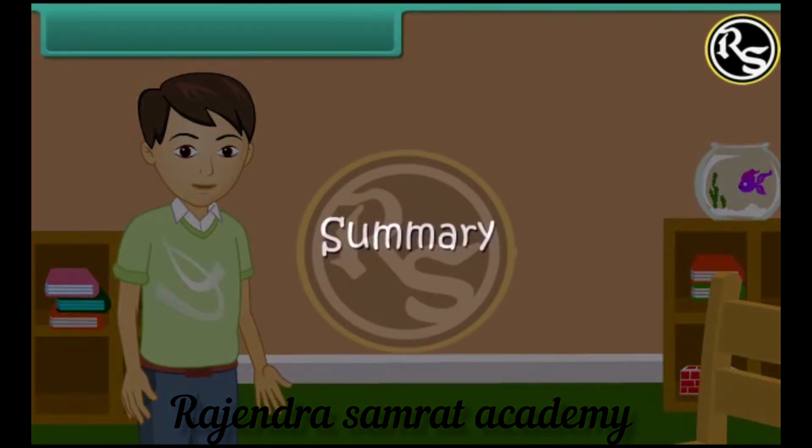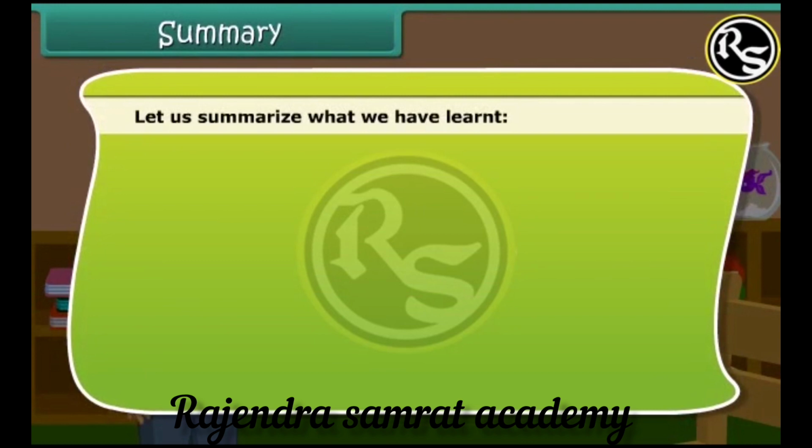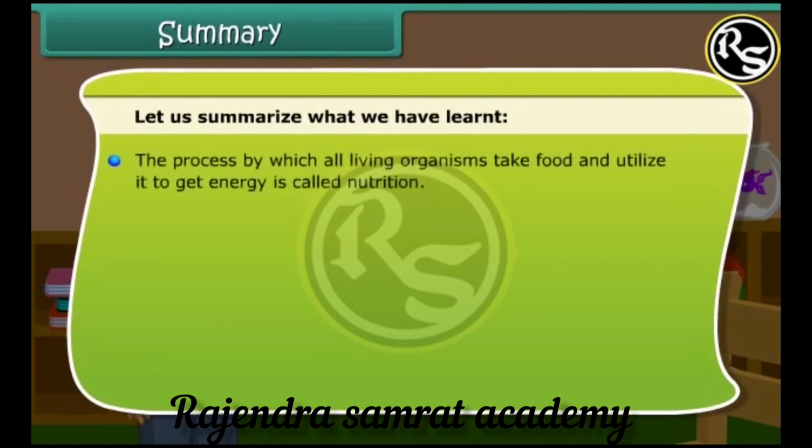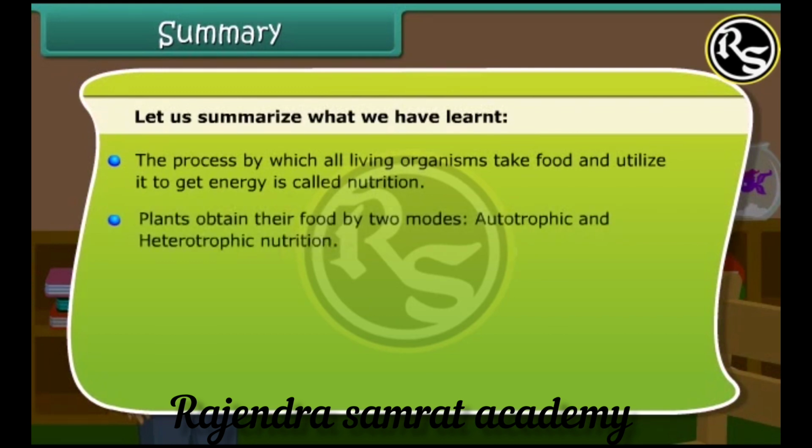Summary. Let us summarize what we have learned. The process by which all living organisms take food and utilize it to get energy is called nutrition. Plants obtain their food by two modes, autotrophic and heterotrophic nutrition.